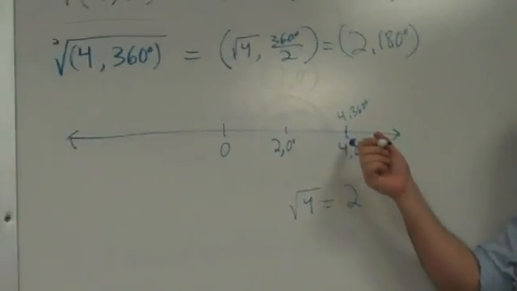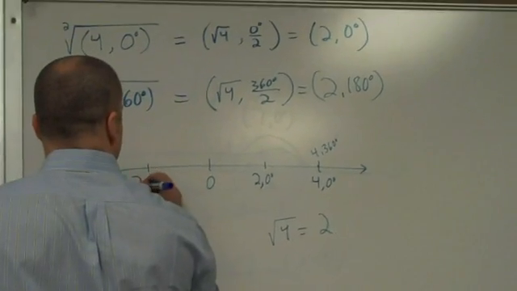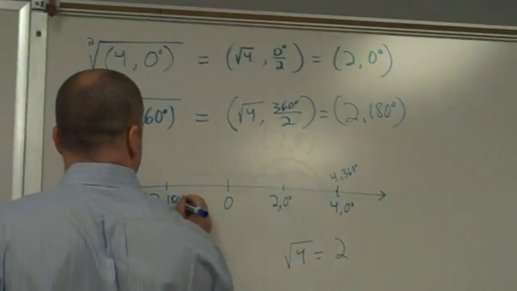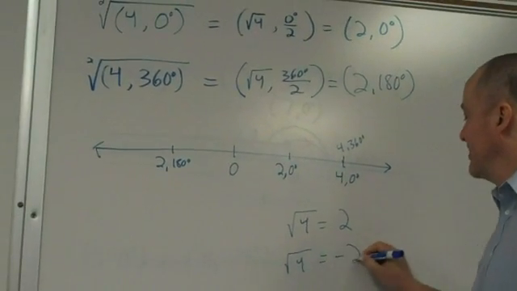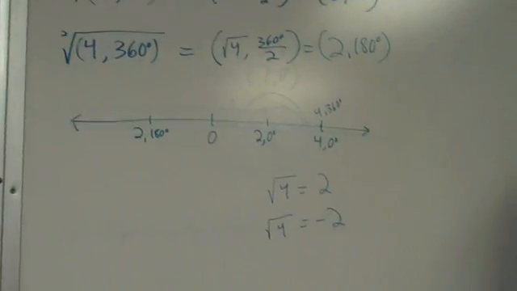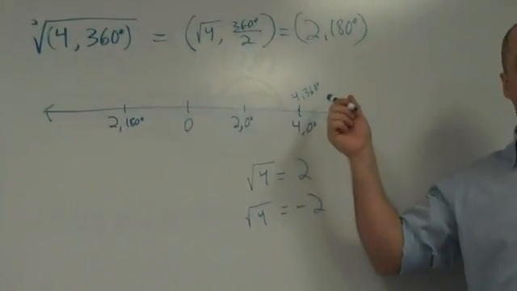Yeah, it's in the exact same spot on the number line. But if I take that square root, I get 2 comma 180, which is like saying the square root of 4 is negative 2. So in this case, it's like you need to know whether you started at 0 or 360.